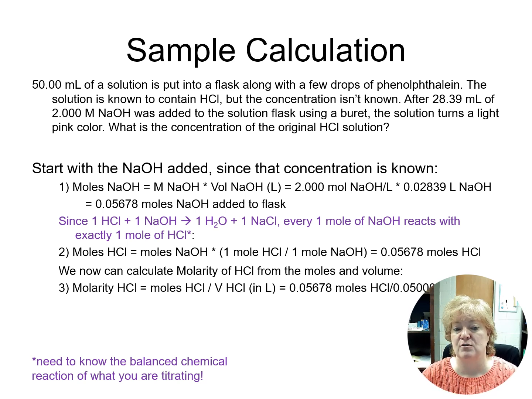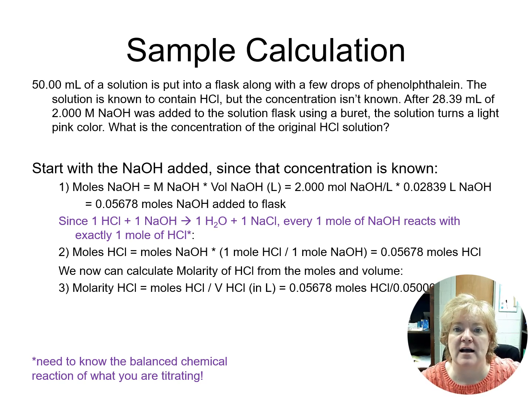50 milliliters of a solution is put into a flask with a few drops of phenolphthalein. It's known to contain HCl, but we don't know its concentration. That means HCl is my analyte, the thing I'm trying to find. 28.39 milliliters of 2 molar NaOH is added to the solution using a burette. It turns light pink, so that's telling me we're at the endpoint. What is the concentration of the original HCl solution?